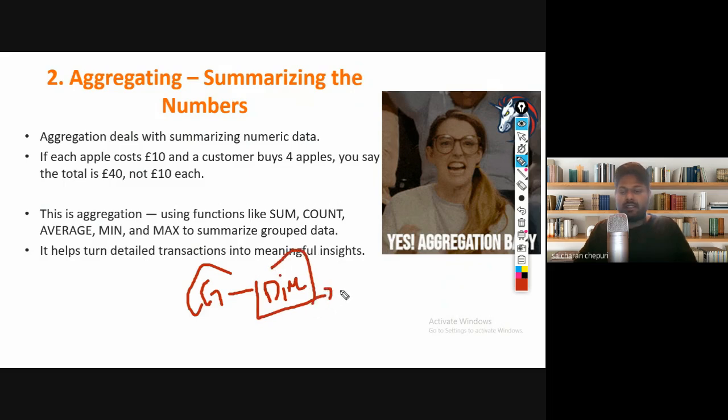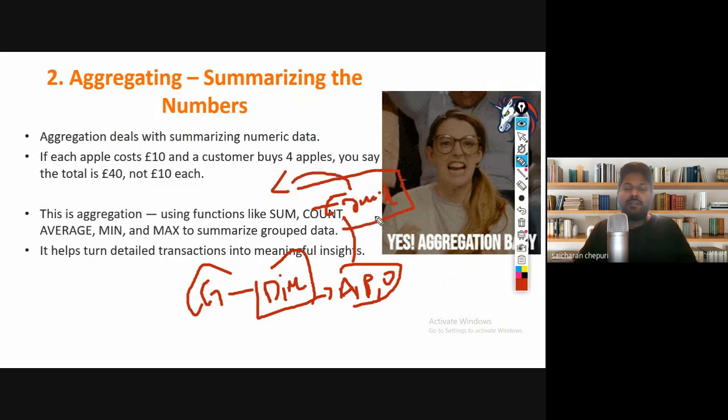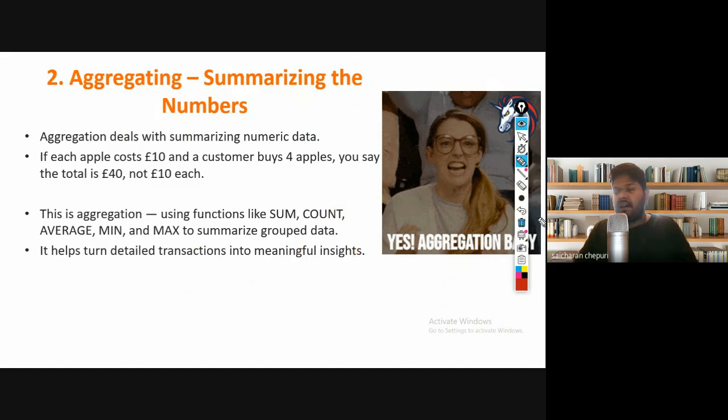What are the dimensions? Again, dimensions are apples, bananas, and oranges. All of these are fruits. Now fruit is a dimension, right? You are grouping using the fruits here, right? Now aggregating is another functionality that helps you to sum, count, average, min, max. What do you mean by all of these variants? So aggregation has these few variants: sum, count, average, min, max.